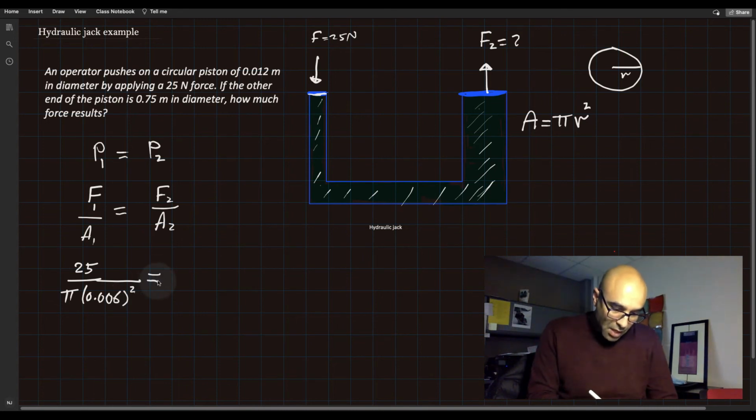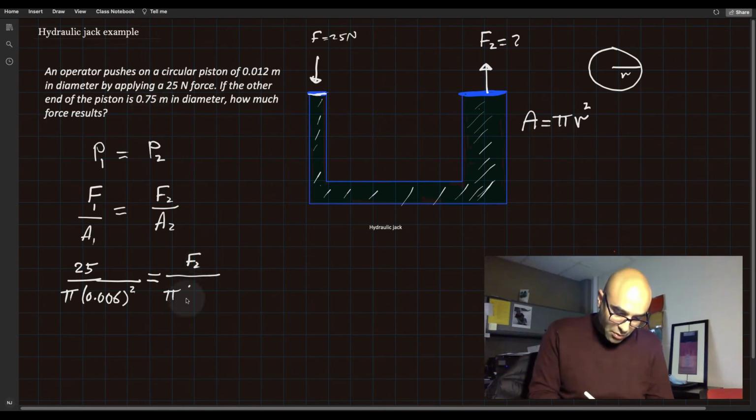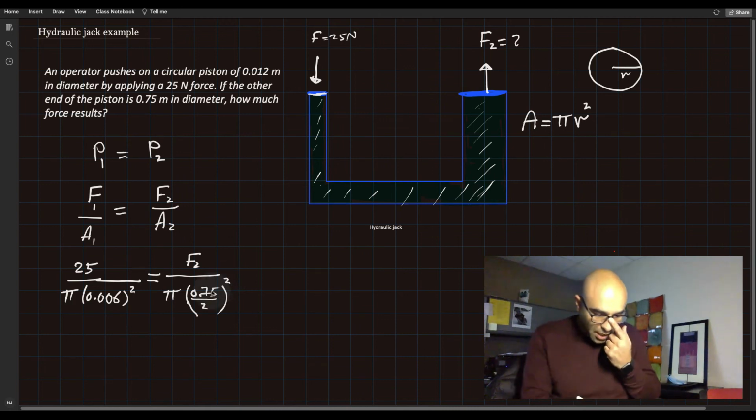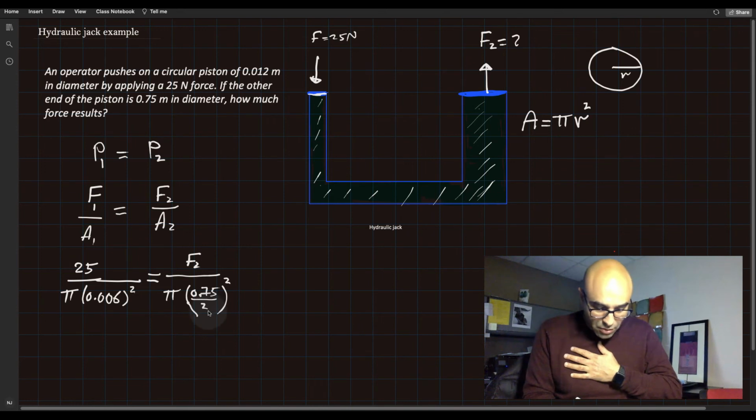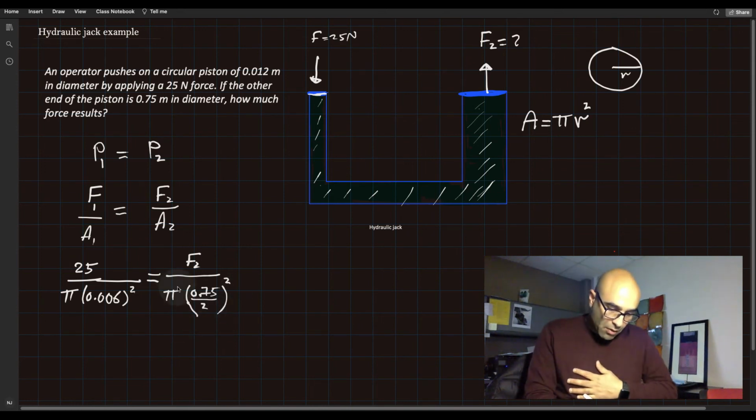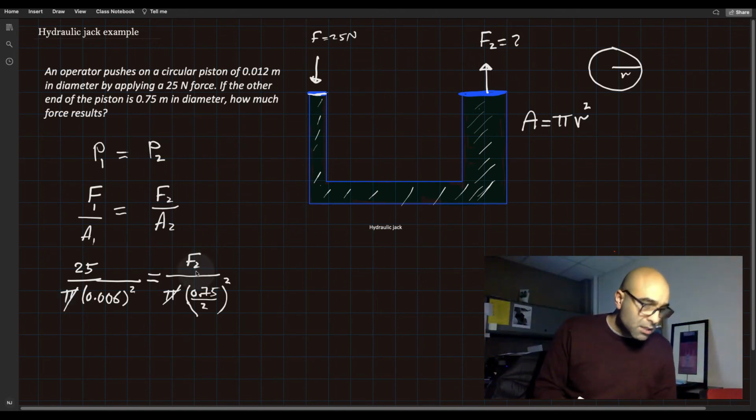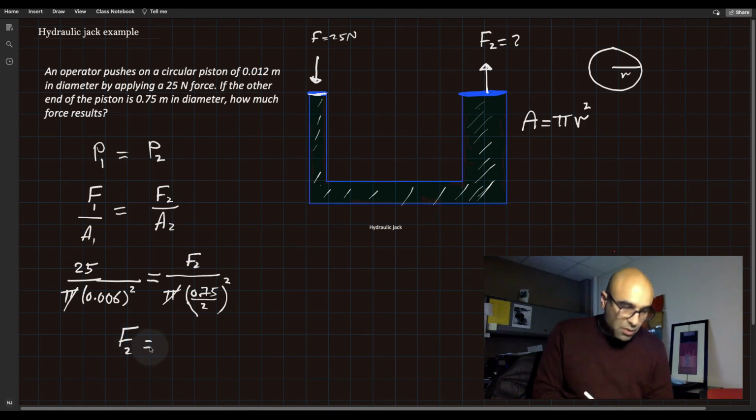Now this would be equal to the other side, F2 divided by, again, pi r2 squared, and r2 is equal to 0.75 divided by 2, and this number should be all squared. Or we can calculate 0.75 divided by 2, then we square it. It's the same. Now remember, pi with pi goes away. The only unknown in this equation is F2. After some solution, we find that F2 is equal to 97,656 Newton.